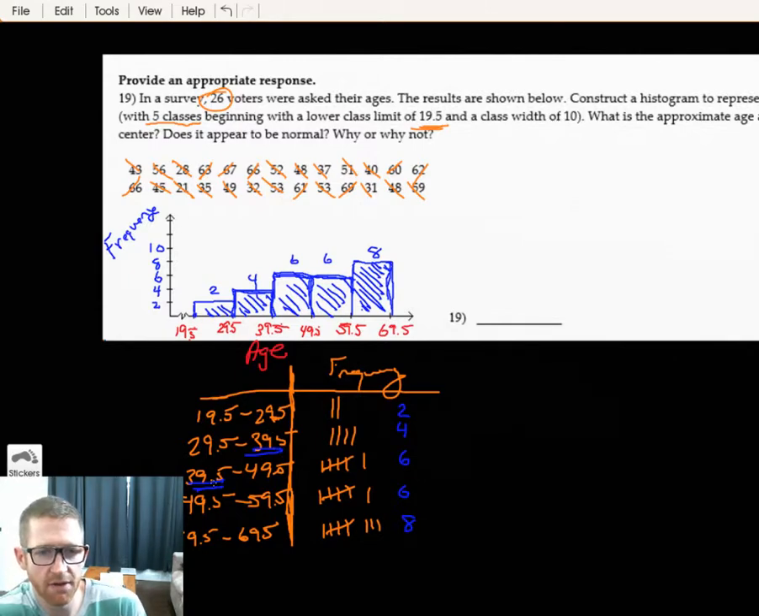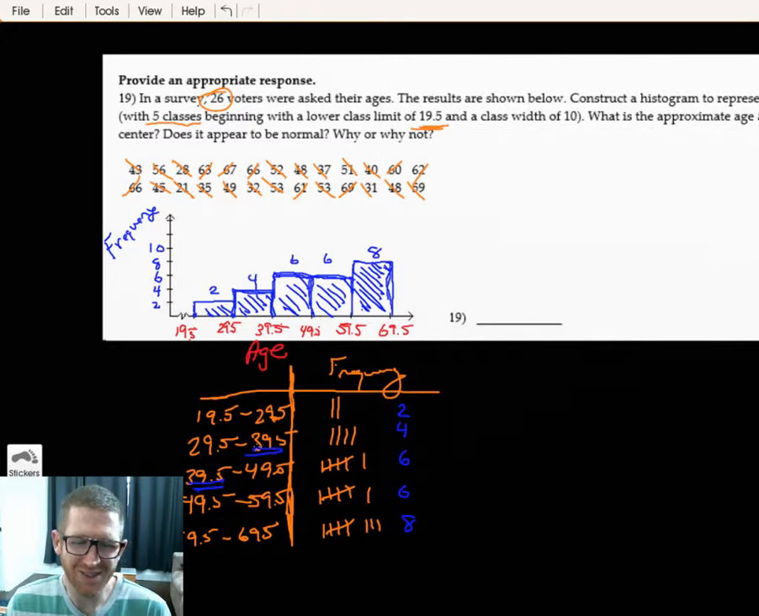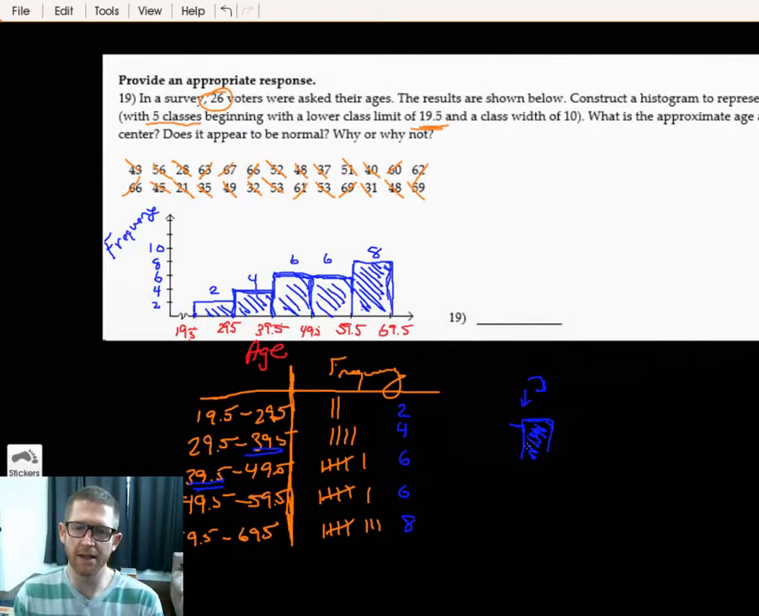So 39.5 to 39.5. Where would 39.5 fall? That would be the question. Technically, to be consistent, if you had a value that was on the edge right here, it would fall forward. So it would go into the next class, the next count.